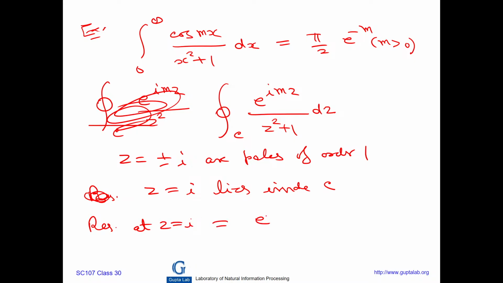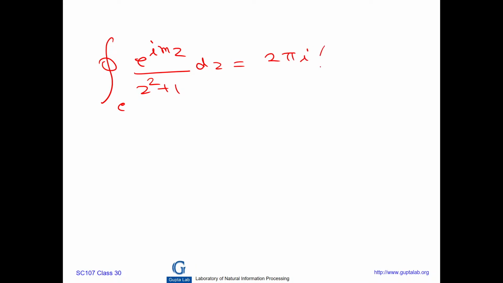This turns out to be e^(-m) divided by 2i. So we have the formula: the integration along C of e^(imz) divided by (z^2 + 1) dz is 2 pi i times the sum of the residues, which will be e^(-m) divided by 2i, and this simplification gives us pi times e^(-m).